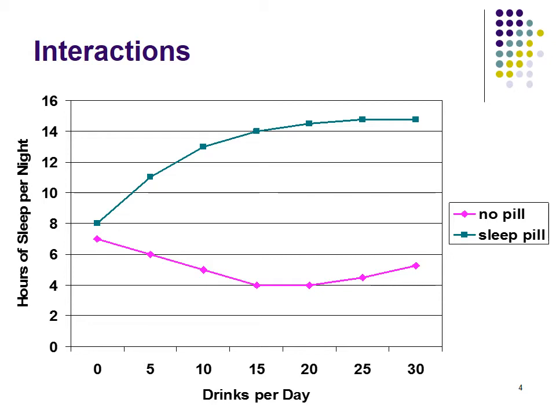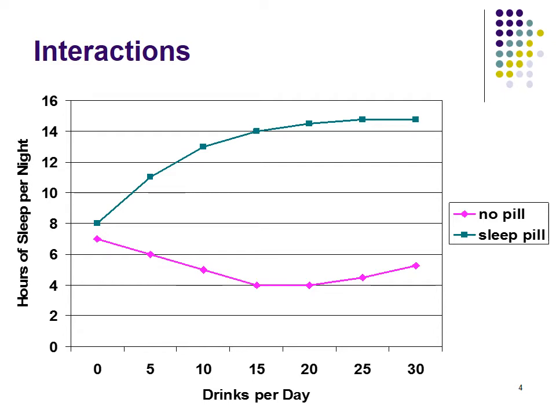So this is an example of a fairly easy to understand and fairly easy to think about interaction, where the categorical moderator of sleeping pills changes the relationship between hours of sleep per night and drinking.